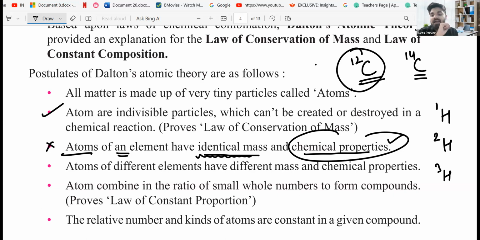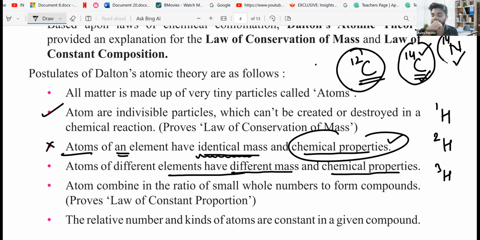And atoms of different elements have different mass. Here also, different elements can have the same mass. For example, the carbon atom has mass 14, and the nitrogen atom also has mass 14. So two atoms of two different elements can have the same mass. So this one is incorrect, but the properties of carbon and nitrogen must be different.